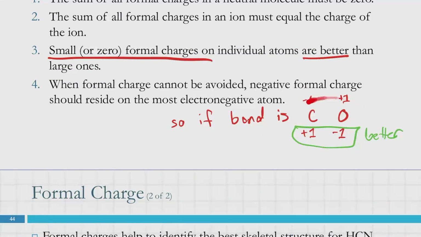And I gave this example of if we have got carbon and oxygen and they're next to each other somehow, and we've got options to have carbon with a -1 or a +1 and oxygen with a +1 or a -1, it would be better if the oxygen has the -1 since oxygen is more electronegative.